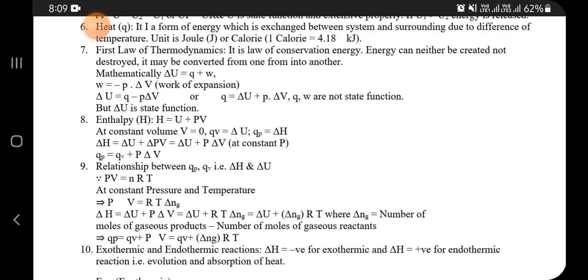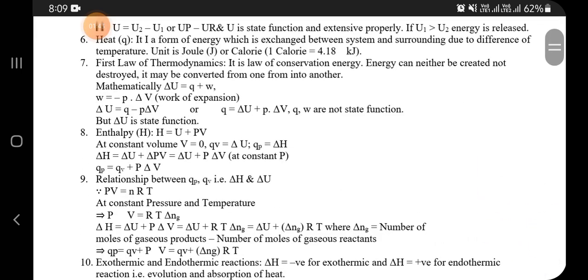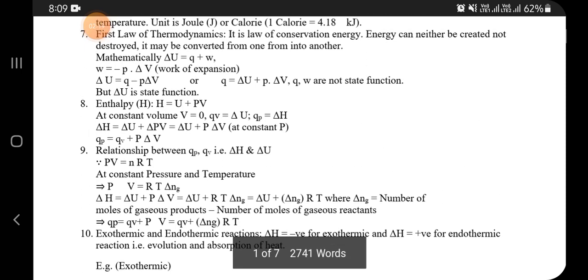Mathematically, delta U, which is the internal energy, is equal to Q plus W, where W, work done, is equal to minus pressure into delta V, that is the work of expansion. When we put the value of W in the first law equation, it gives us delta U equals Q minus P delta V, that is Q equals delta U plus P delta V, where Q and W are not state functions, but delta U is the state function that stands for internal energy.